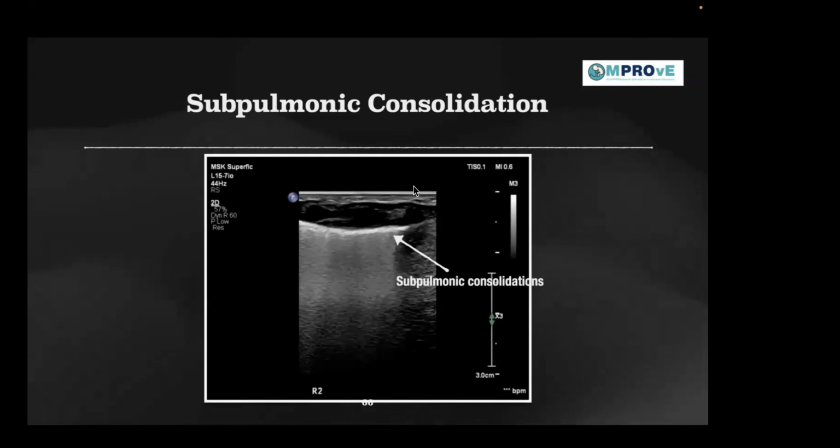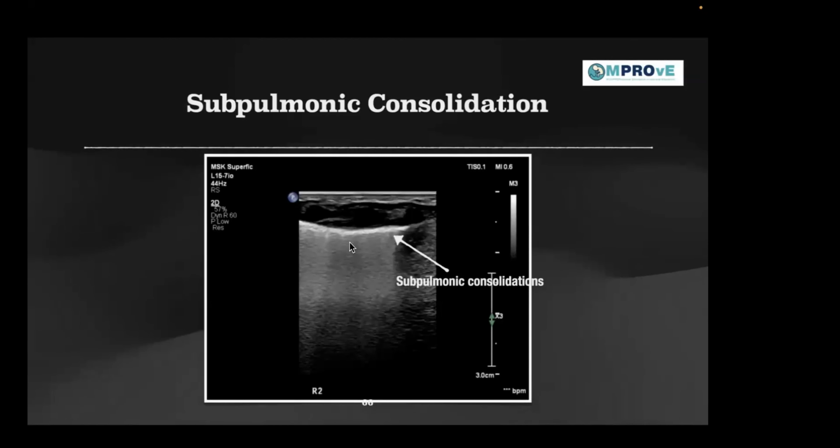But the purpose of putting this slide over here is just to let you know that all consolidations are not infective. Subpulmonic consolidations are more indicative of an RDS pathology rather than infective or collapse or atelectatic area. So you see subpulmonic just at the level of the pleural line, and you don't see dynamic air bronchograms with the subpulmonic consolidations. They're very, very micro areas of consolidations because of the lack of surfactant. So that's subpulmonic consolidation.